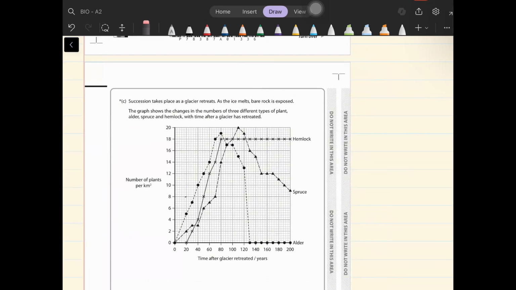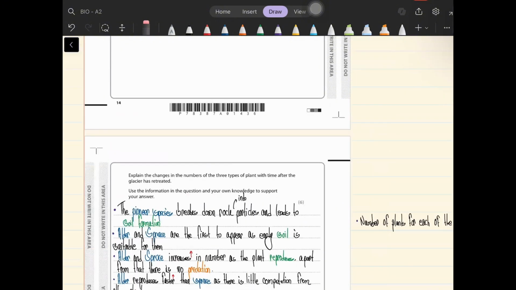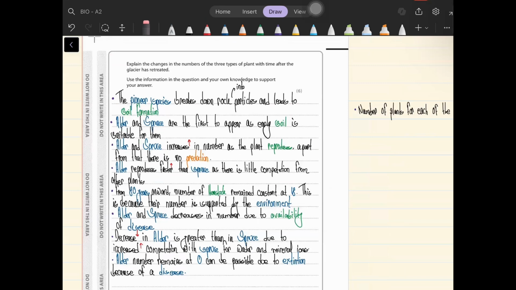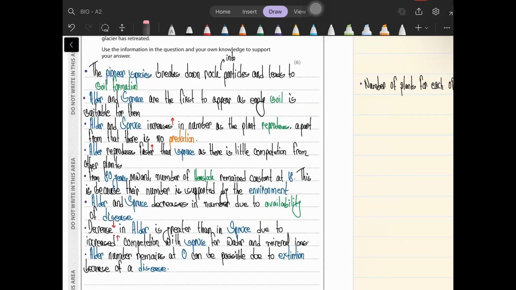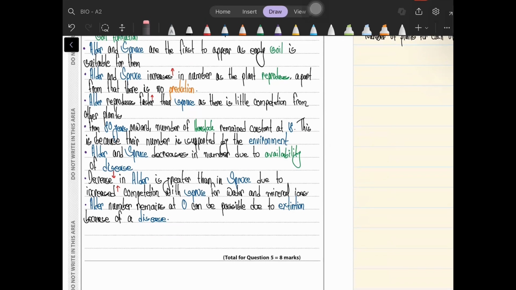So let's take a look at the answers. The pioneer species break down rocks. Alders and spruce are first to appear as early soil is suitable for them. Alders and spruce increase in number as the plants reproduce. Apart from that, there is no predation. Alders reproduce faster than spruce as there is little competition from other plants. From 80 years onwards, hemlock remains constant at 18. This is because their number is supported by the environment.